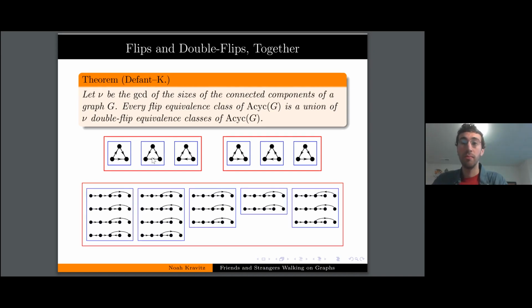Here's a slightly bigger example. Here again, we have only one connected component of our graph G, and it has 5 vertices, so nu equals 5. So here there's only one flip equivalence class outlined in red, and then we have 5 double flip equivalence classes outlined in blue. So note that there are different sizes in this case, but the point is that there's 5 of these double flip equivalence classes. And I'll mention that the proof of this theorem really relies on thinking about these friends and strangers graphs, even though this theorem looks like it's a statement just about acyclic orientations.